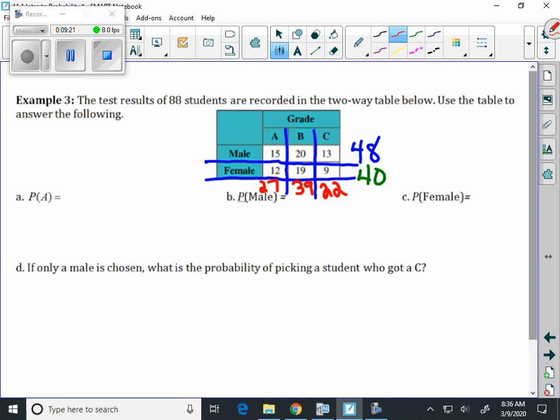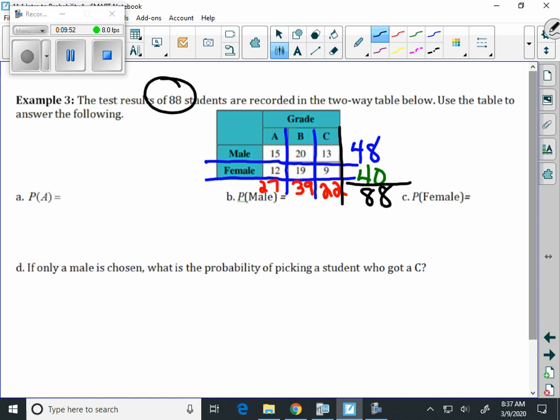And I wish I wouldn't have written in red, but I did. If we extend this down, when we add 48 plus 40, we better get 88. And if we add 27 plus 39 plus 22, we still better get 88. In this particular problem, we were given that there are 88 students. So that should simplify things just a little bit.